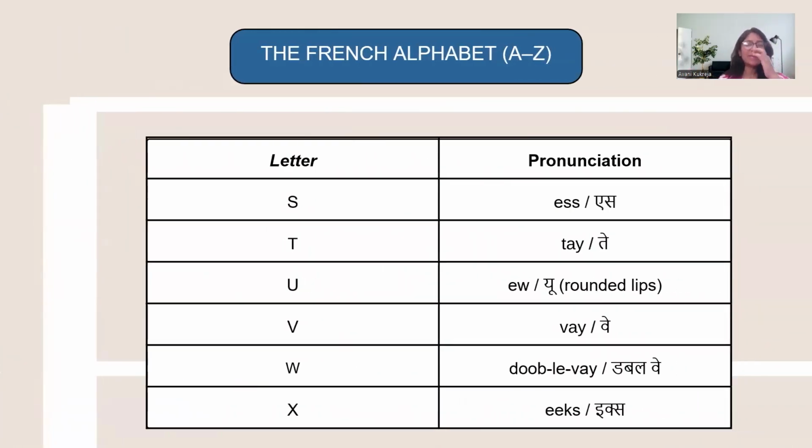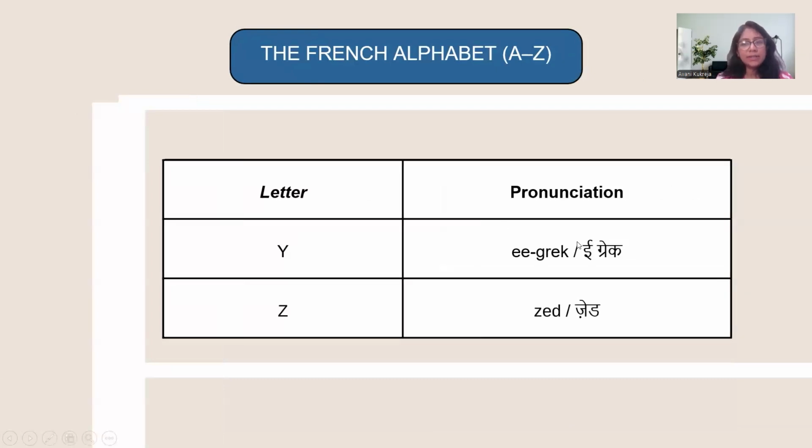Okay. S is the same as S. Everyone, S. T, however, is T. Everyone, T. U in French is U, but I'm not saying U like in English. I'm saying half of E, half of U. U. V is V. W is W. X is X. Y is Y. Z is Z.